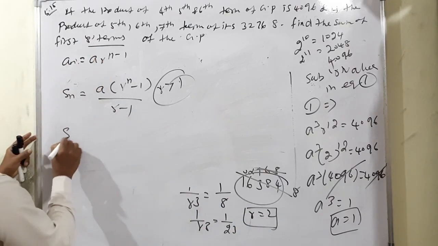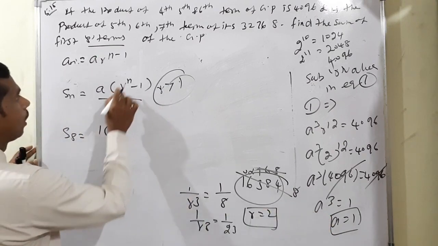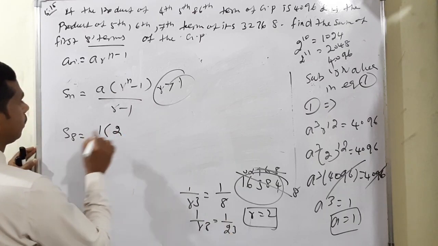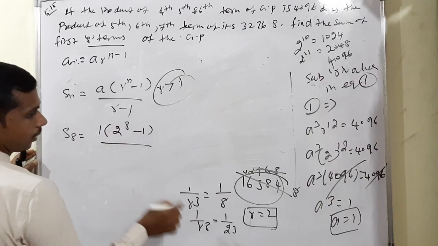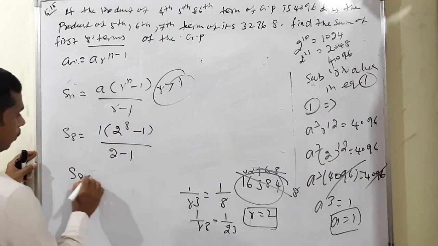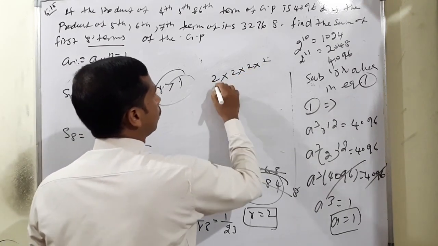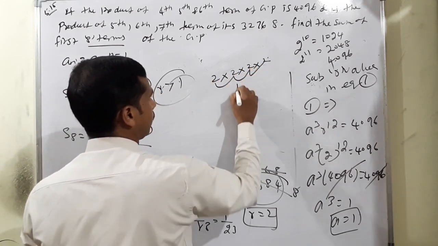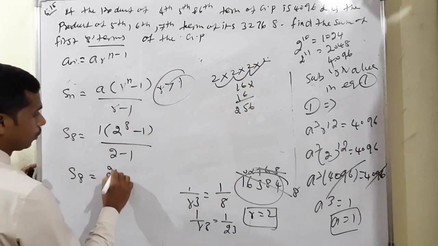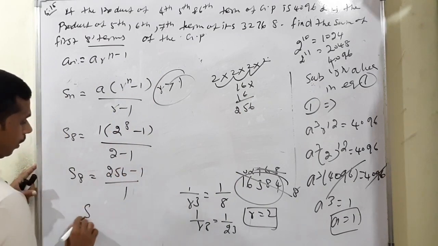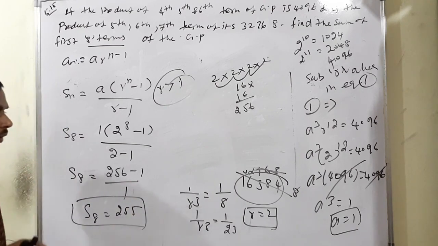We need 8 terms, therefore S8 is equal to a, which we already found, 1. So 1 into r means 2, 2 power n means 8, isn't it? Now minus 1 divided by r minus 1. So r minus 1 means 2 minus 1. Therefore, 2 power 8 means 2 into 2 into 2 into 2. 2 2s are 4, 4 2s are 8, 8 2s are 16. Again 16 into 16 means 256. Therefore, 256 minus 1 divided by 1. So the sum of the first 8 terms is 255. This is the answer for example 5.15.